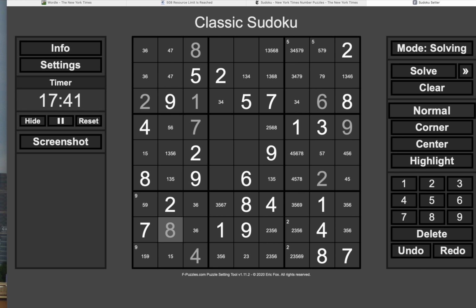Let's see. 1, 3, 4, 6. Okay, we know that's not 6. But this could still be a whole bunch of other stuff. 5, 7 with nothing else pointing into it. 7, 9, nothing else pointing into it. It's 5, 7, or 9 with nothing else pointing into it.